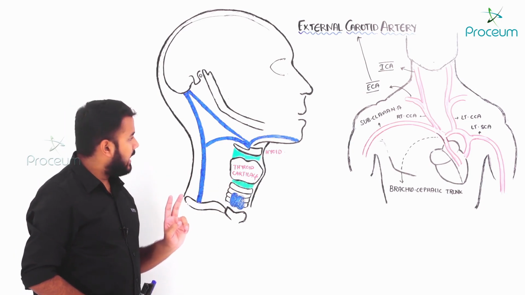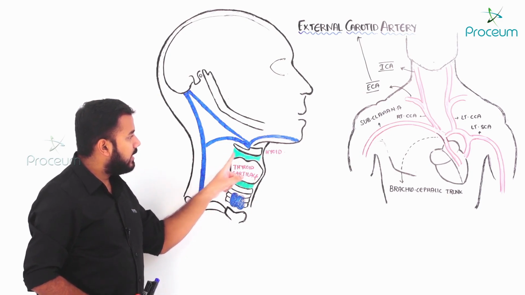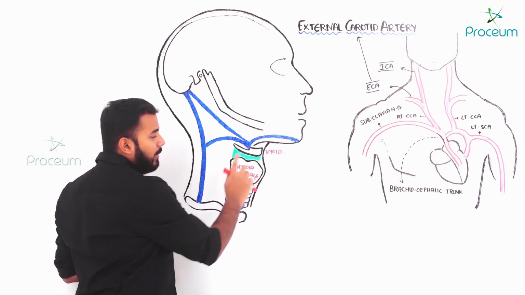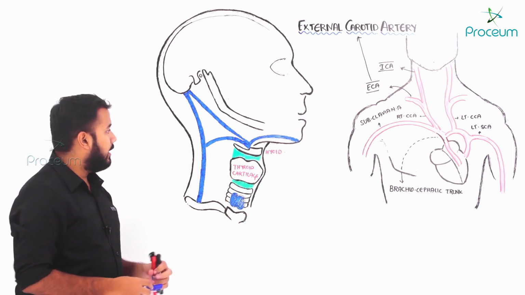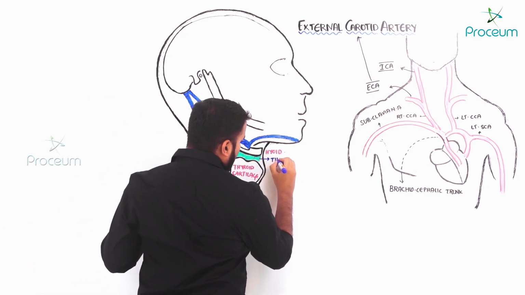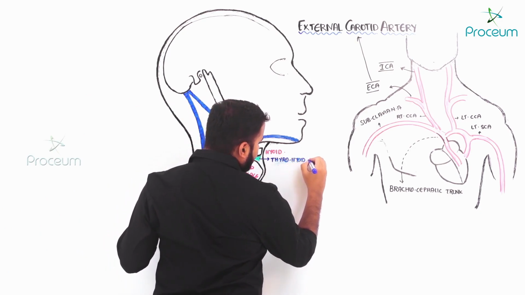Second important thing is that between the hyoid and thyroid, you see a membrane over here. That membrane is called the thyrohyoid membrane because it is present between your thyroid and hyoid. So you call it the thyrohyoid membrane.